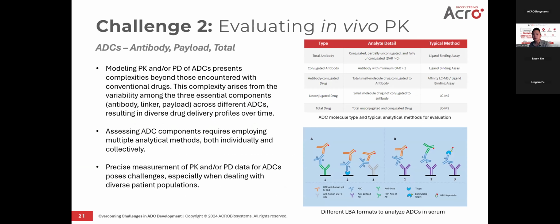Another major challenge is how to evaluate the ADC in vivo for PK analysis. ADC is very hard to evaluate pharmacokinetically due to the different aspects of the ADC itself. You are looking at not just the total antibody, but also the conjugated antibody, the ADC, conjugated drug, and total drug. To model PK or PD of the ADC requires many different analytical methods like the ligand binding assay, LCMS, and more. Lastly, it requires very precise measurements of PK and PD data when dealing with diverse patient populations.